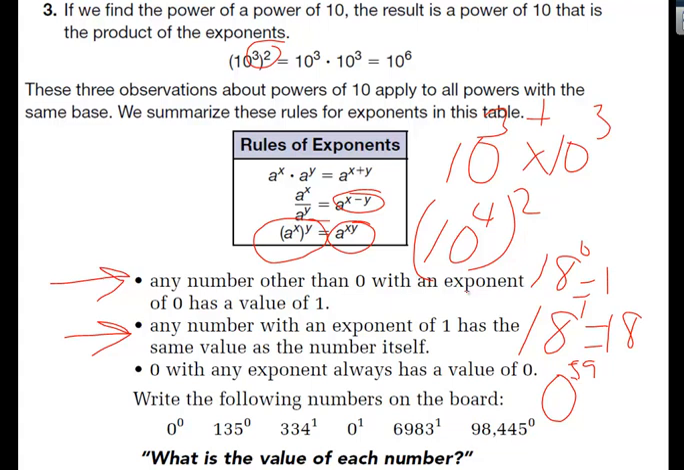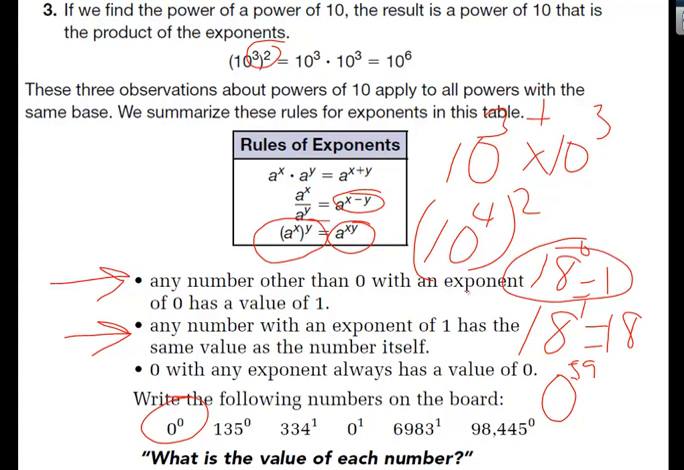So let's look at this. 0 to the 0 exponent would be equal to what? Because any number other than 0 with an exponent of 0 has a value of 1, but 0 to the 0 equals 0, or undefined maybe. 135 to the 0 is equal to what? It's equal to 1, because it follows this rule here.